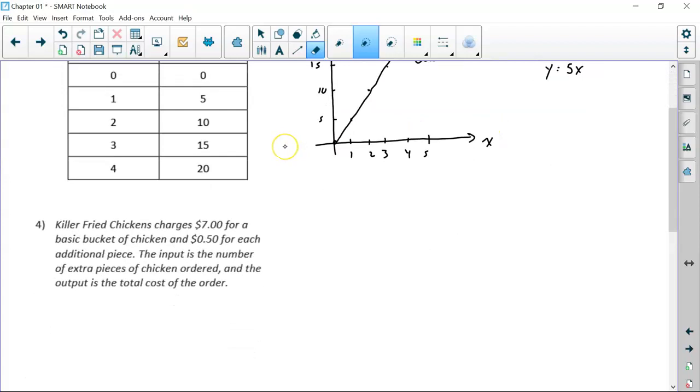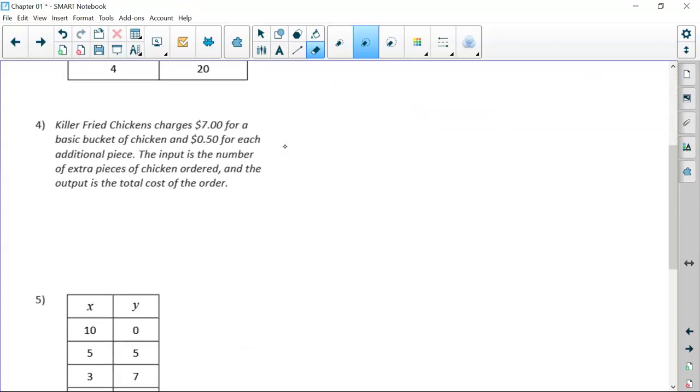Next, we have Killer Fried Chicken. They charge $7 for a basic bucket of chicken and 50 cents for each additional piece. So now if we think the y-intercept, no matter what, we're spending $7. So it's at 0, 7. It's 50 cents each additional piece. So the slope is our 0.5, our 50 cents. So our equation, y equals 0.5x plus 7. Now, the cost is y, and x is the number of pieces.